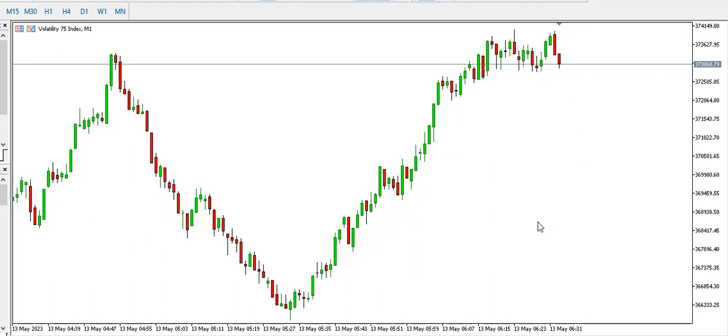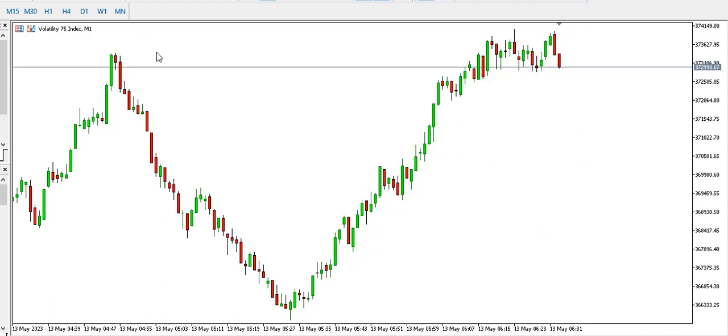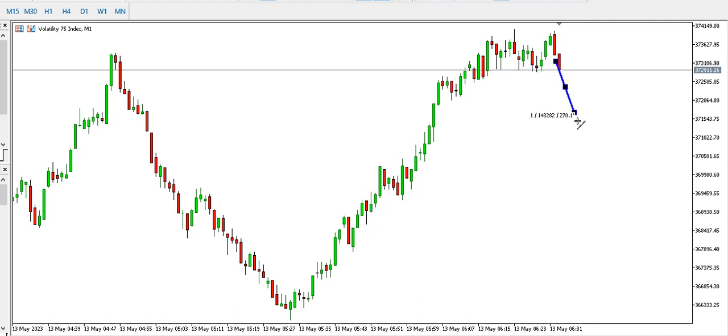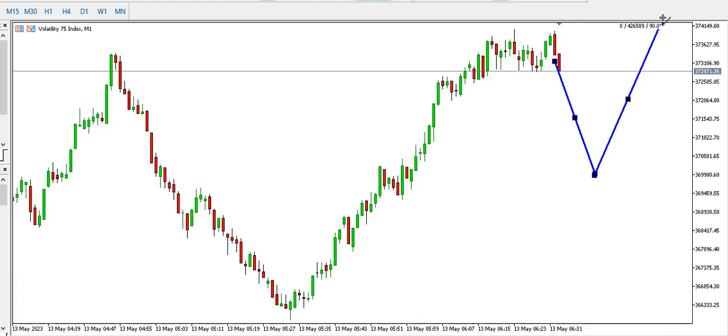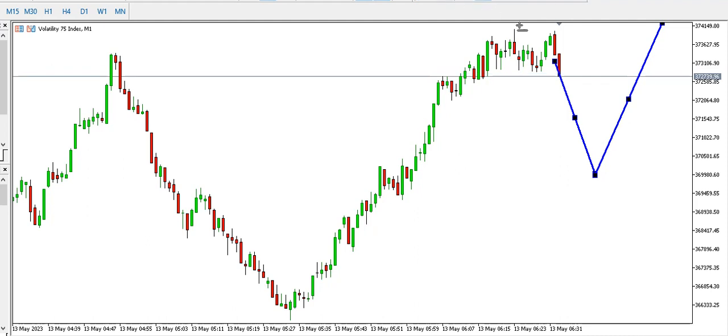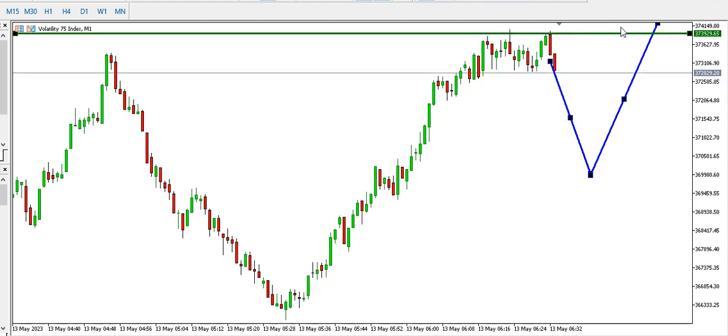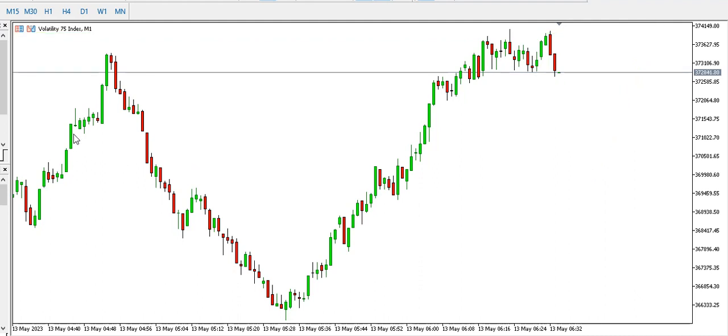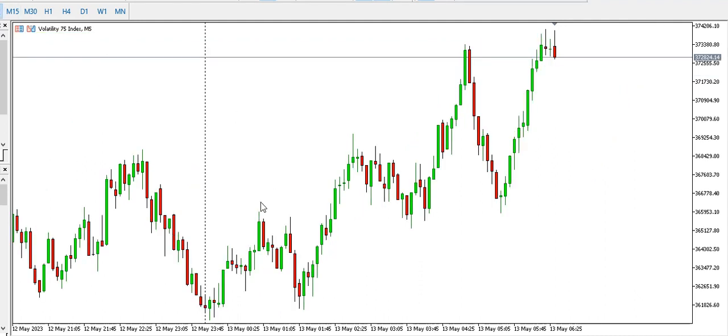So look for buying opportunities for now on Volatility 75 index. You might wait for the higher low to be formed before you place your buy trade, or you wait until after the higher low is formed and it breaks out of this higher high, then you enter your buy trade. Looking at the 5 minutes, it's quite obvious there is a higher low. So you have to strategize how you place your buy entry.